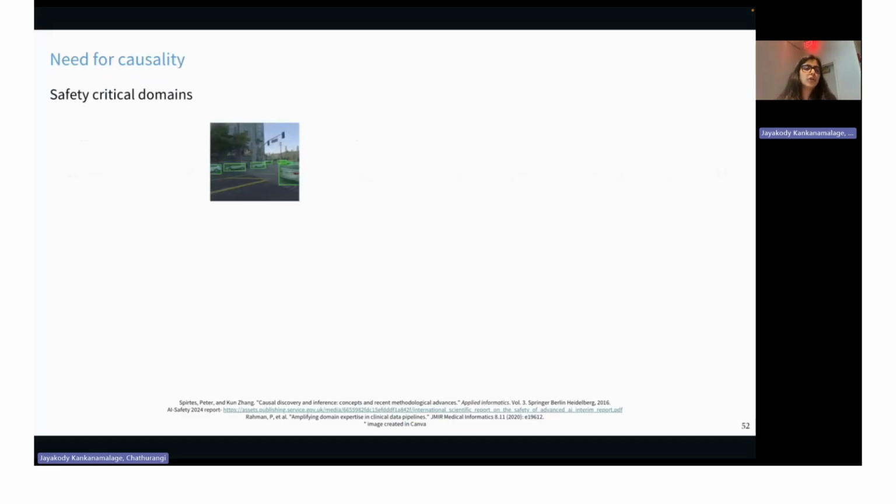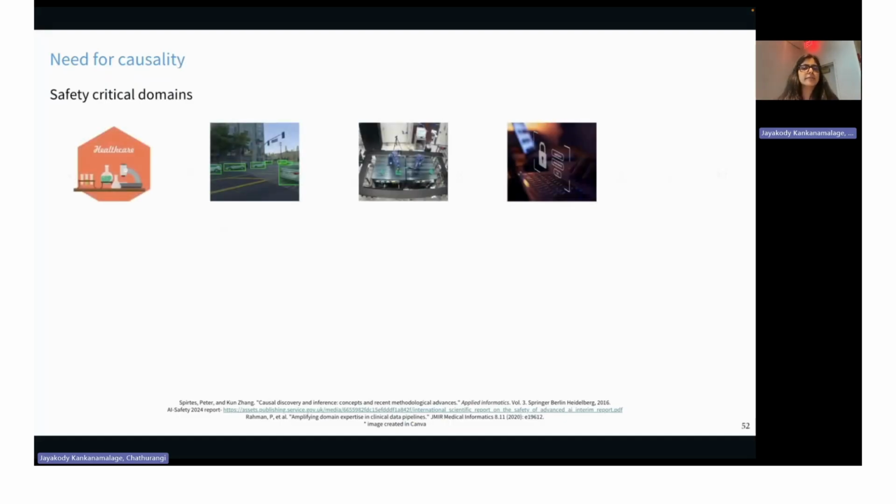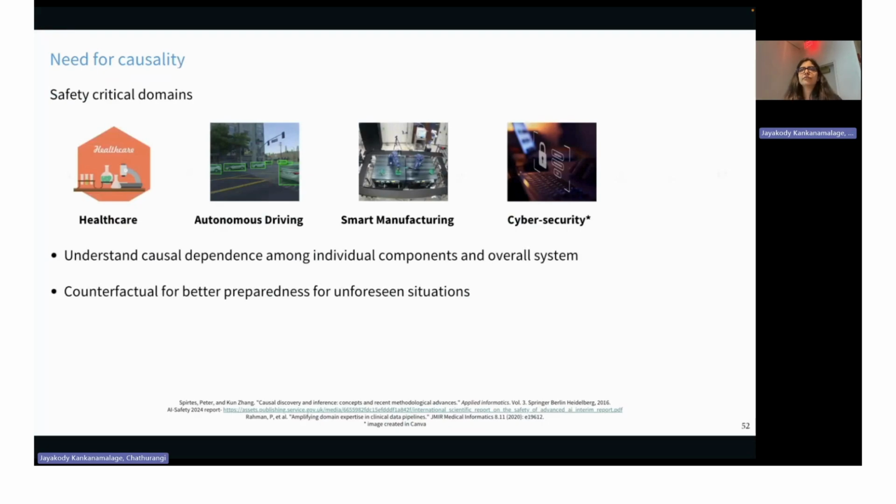So it is very important in domains like autonomous driving, smart manufacturing, cybersecurity, and healthcare, where you definitely want to understand why a given model, these deep learning models or neural networks, are telling you that you might have this particular disease versus the other. You do want to understand the reasoning behind the output that you get. To do so, we would obviously have to understand the causal dependencies among the components in the overall system.